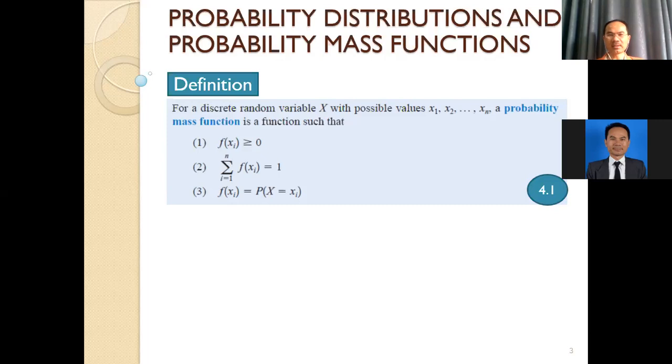The conclusion from this is that f(xi) is the probability. And f(xi), the probability, should be greater than or equal to 0, not less than 0. And the summation of the values of f(xi) should be equal to 1. The total probability should be equal to 1.